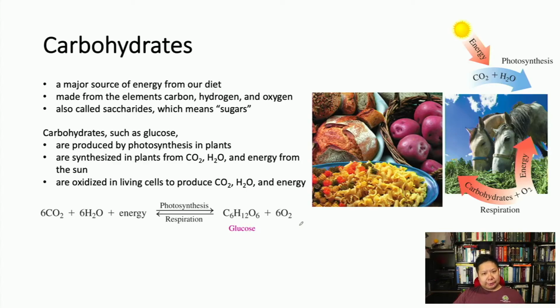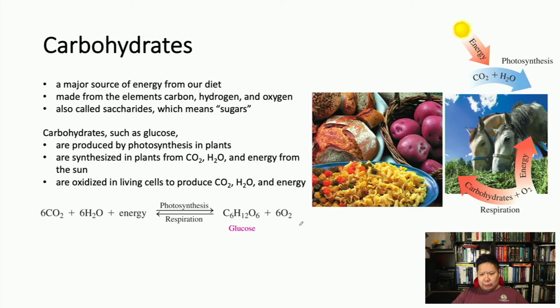Well, they are a major source of energy that we eat, right? We consume three types of biomolecules. There's the carbohydrates, the fatty acids, which we'll talk a lot about later in the semester, and then also we eat proteins. But carbohydrates are important because they are the fastest metabolizing energy source that we consume, and they're readily available. They're made of carbon, hydrogen, and oxygen, and they're also known as saccharides, which actually means sugars.